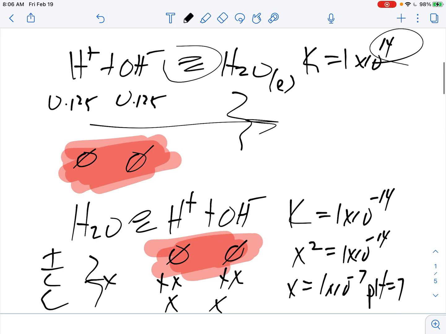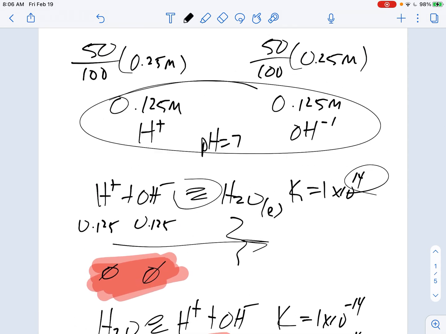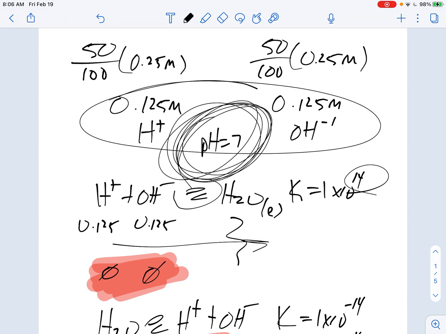Now that was a really long way to go for this, and it's really not necessary because if you discover that you have equal amounts of strong acid and strong base, they completely neutralize each other, and you're going to end up with a pH of 7.